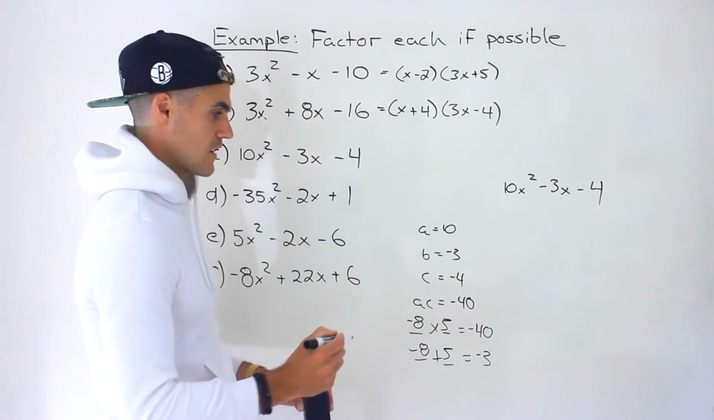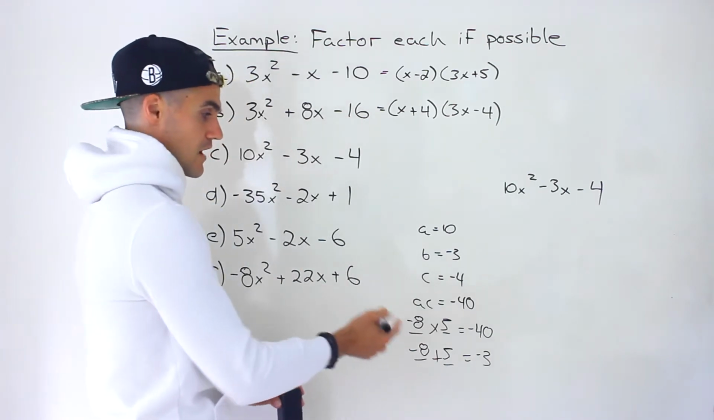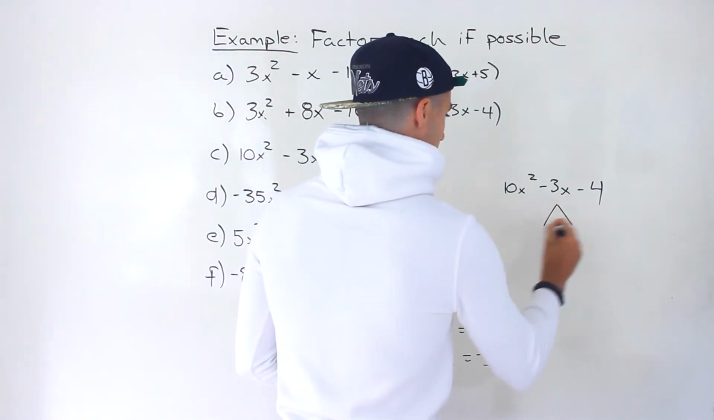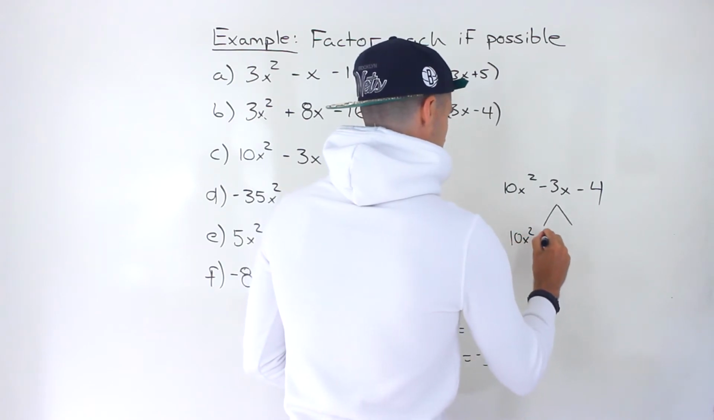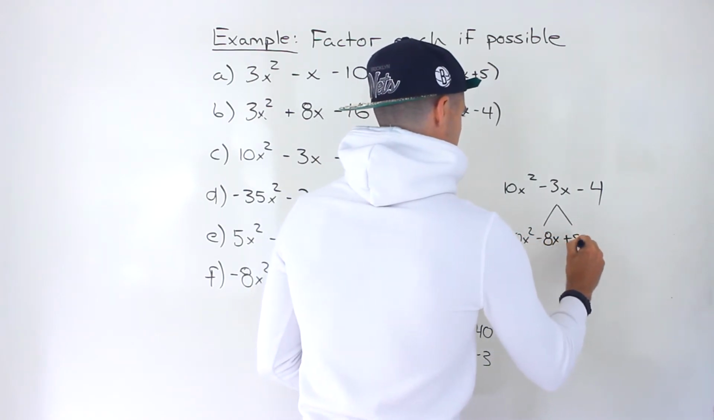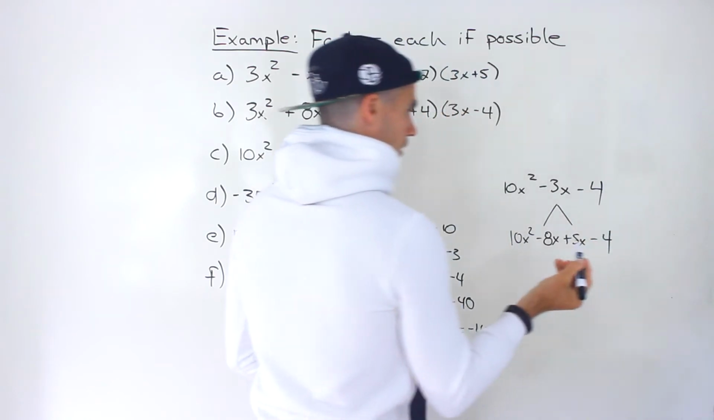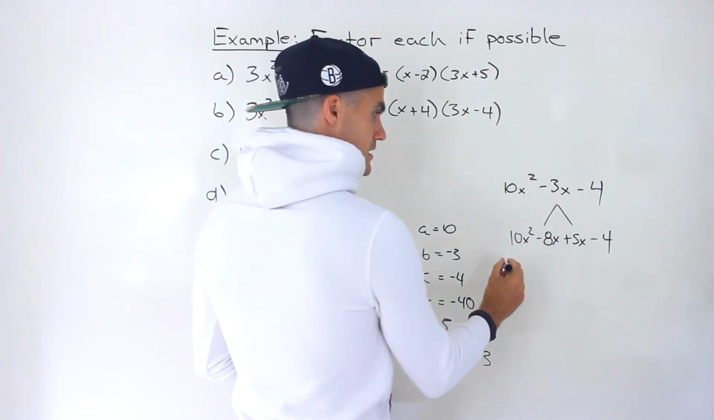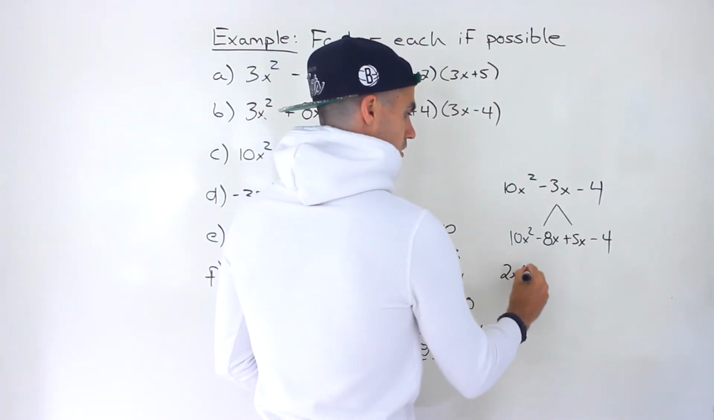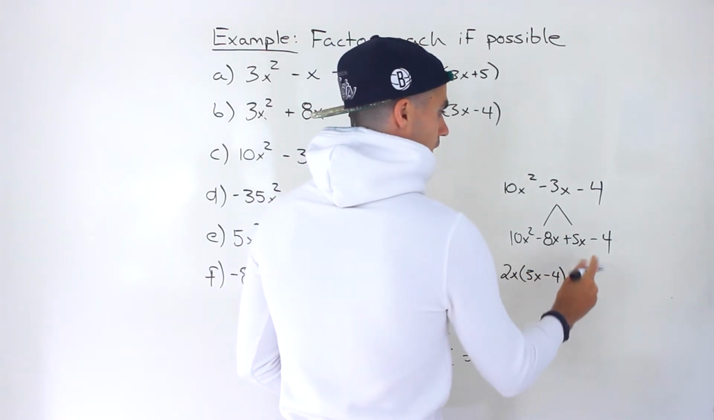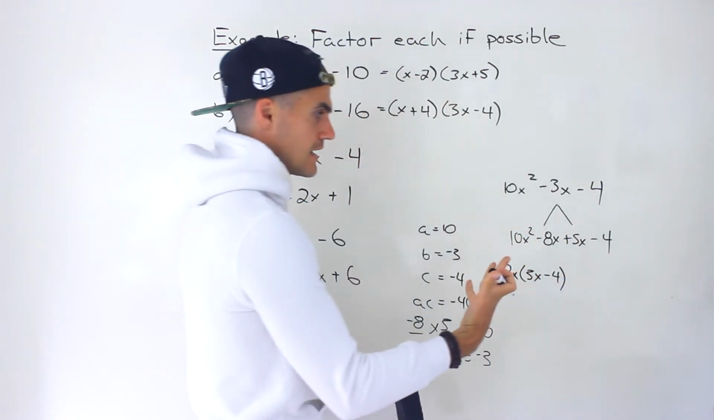Right, negative 8 times 5 gives us negative 40, negative 8 plus 5 gives us negative 3. So then, decomposing, like that. From these two, we could take out a 2x. We'll be left with 5x minus 4. And then between the 5 and the 4, can't take anything out there.